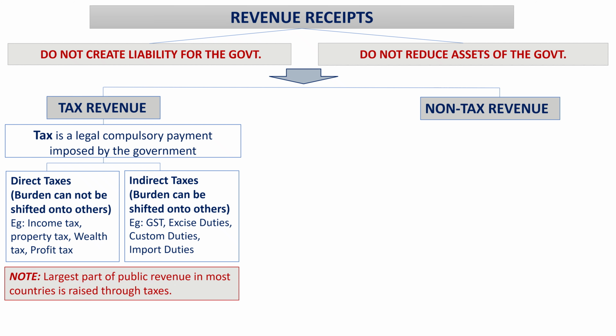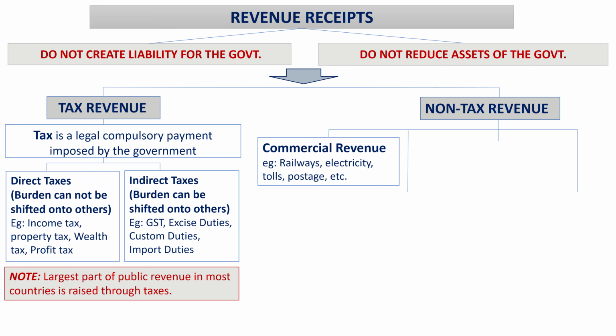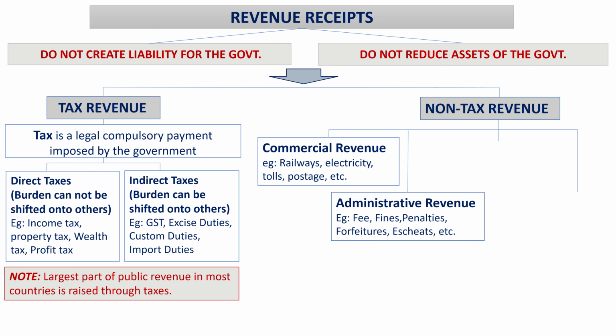The largest part of public revenue in most of the countries is raised through taxes. It's an important source of revenue receipts for the government. Non-tax revenue can be categorized into four: commercial revenue, which is earned from the sale of goods and services by the government, for example, through railways, electricity, tolls, postage, etc.